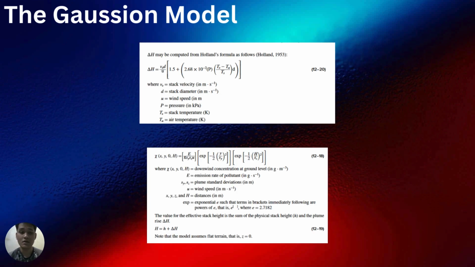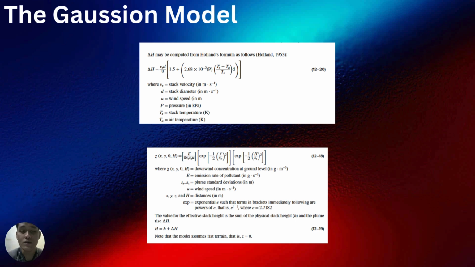In the Gaussian model, there are several equations that are being used for our calculation. We can calculate the plume rise, delta H. Delta H can be calculated by using the equation in this slide, where delta H equals Vd over U, where V is the stack velocity, D is the stack diameter, and U is the wind speed. Furthermore, we need parameters such as the stack temperature, air temperature, pressure, and wind speed. Please be reminded that the temperature must be in the unit Kelvin.